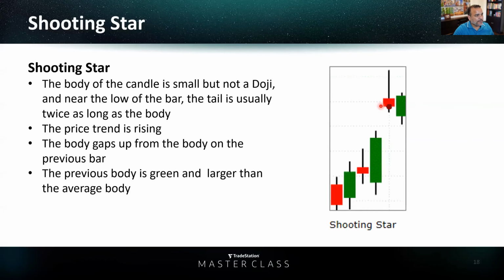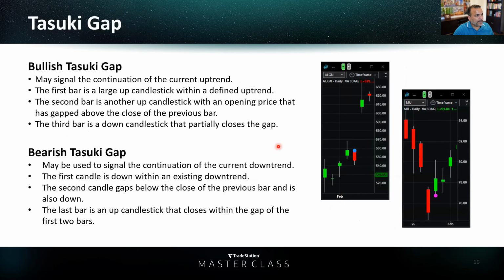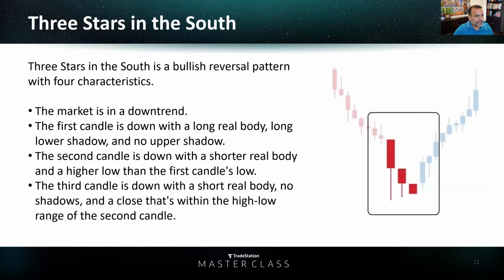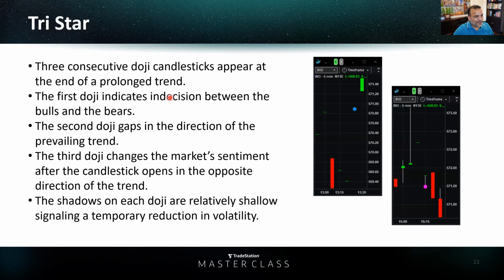This is a shooting star. The body of the candle is small, but not a doji, and near the low of the bar, the tail is usually twice as long as the body. The price trend is rising. The body gaps up from the body of the previous bar. So that's what's happening right here. And this is the Tasuki gap. It just goes down the list on all the different patterns. And you have 3 methods here right at the end, and 3 stars in the south, 3 star.